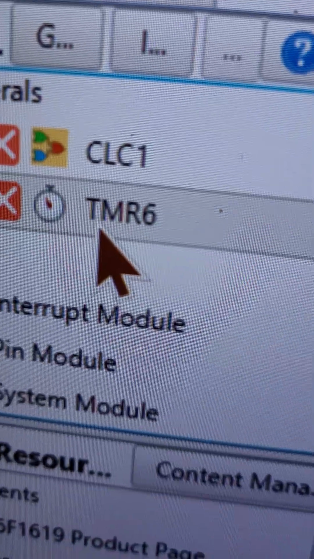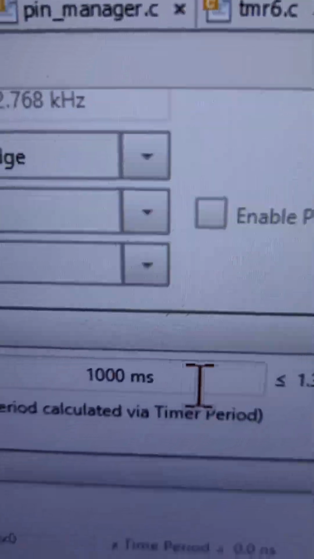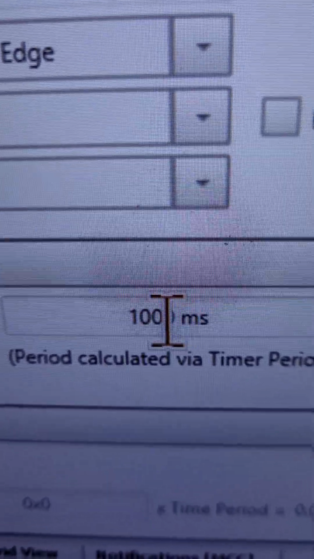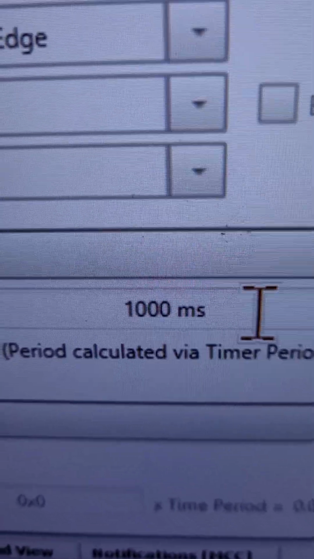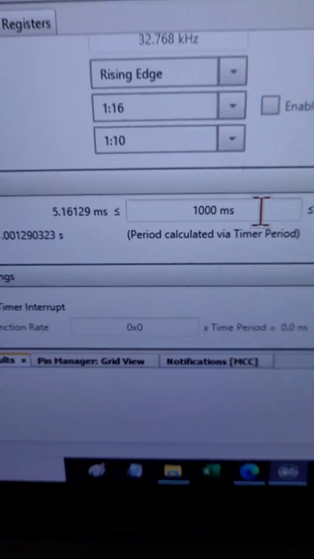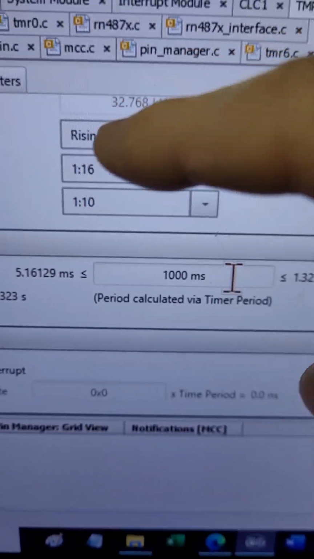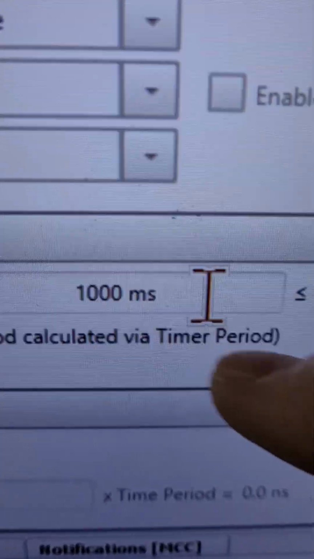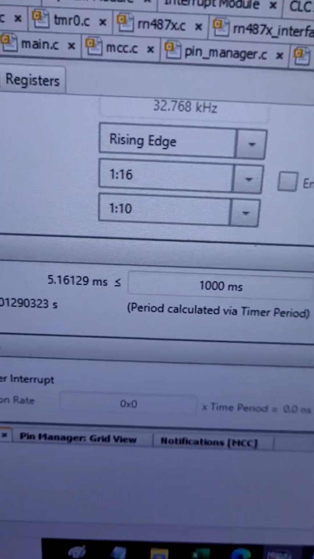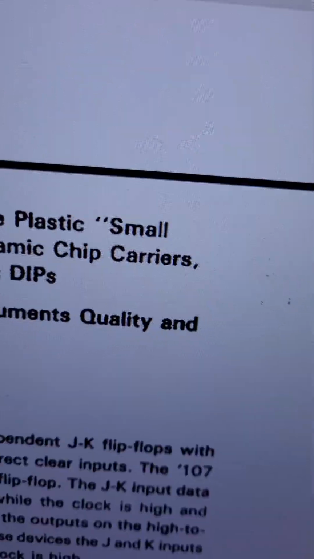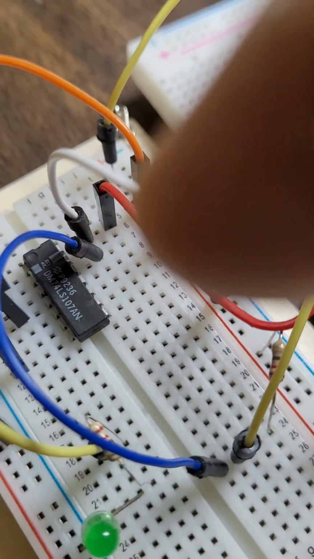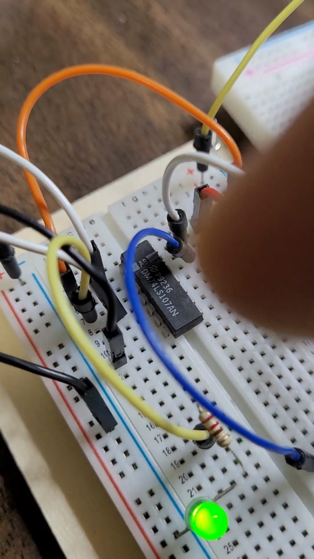This timer 6 is now delivering to us a square wave with a cycle of 1000 milliseconds, or 1 second. What that means is on 500 milliseconds and off 500 milliseconds. So if we go to the data sheet, the one I'm using is the hardware flip-flop from Texas Instruments.